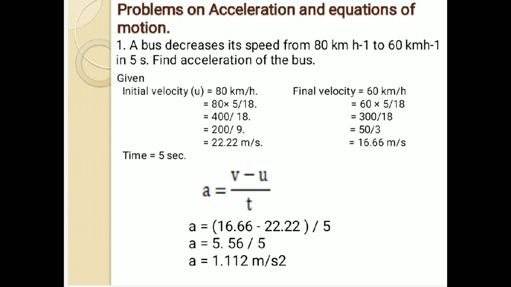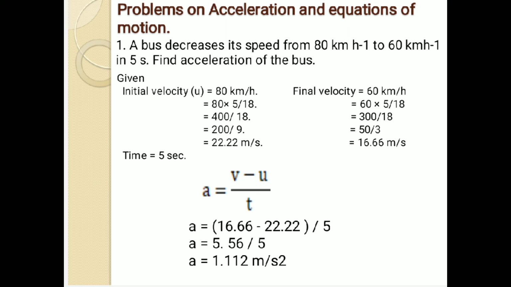A bus decreases its speed. Decreases means the bus is already in motion, and it slows down. So now the initial velocity is 80 kilometer per hour and the final velocity is 60 kilometer per hour. Everyone will make the mistake here only. Be careful. You have to know which is the initial velocity and which is the final velocity. Is it clear?